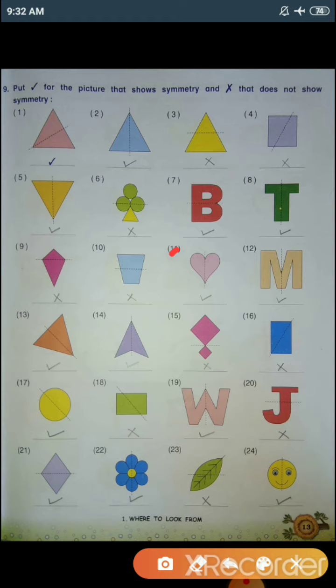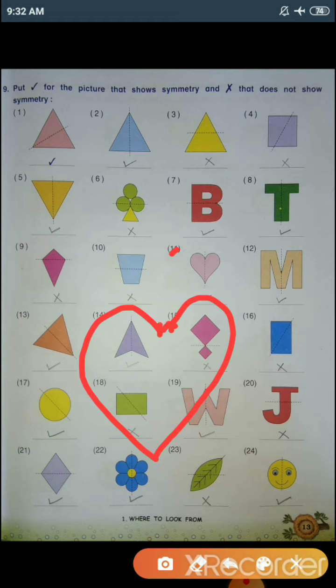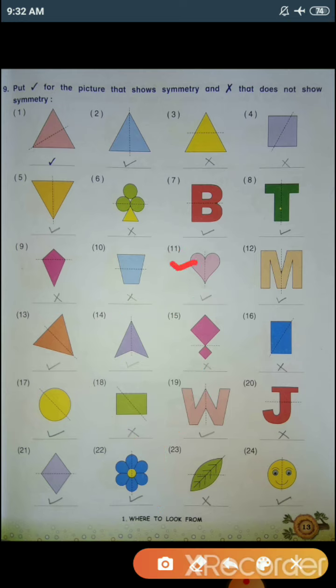Now number 11. One heart shape image is given here and one vertical line divides this heart into two equal parts. One is left hand side part 1 and the right hand side part 2. So you can observe that these both the parts look same. That means this picture shows symmetry. So we'll just put one tick below the shape.